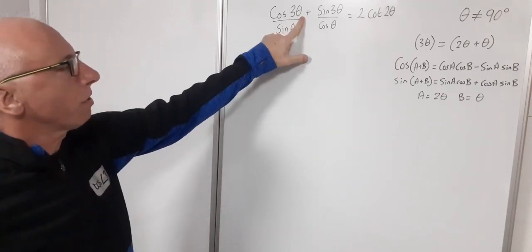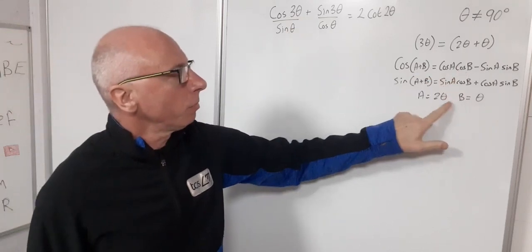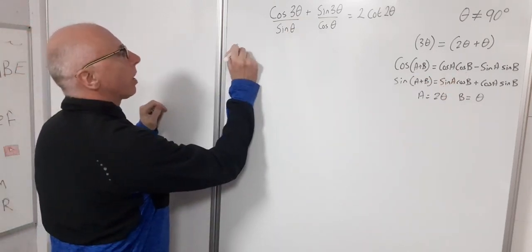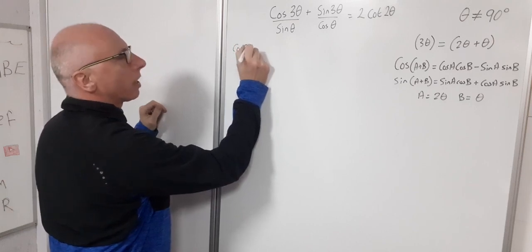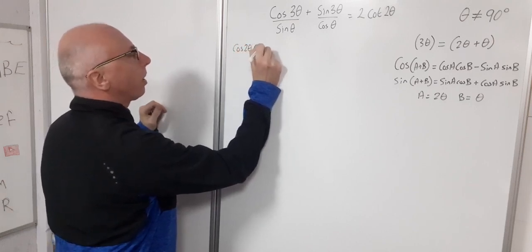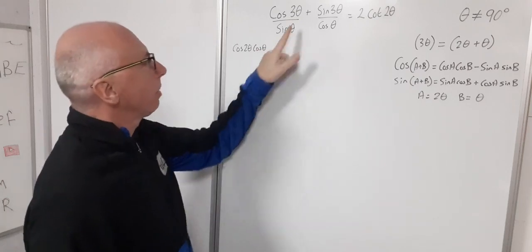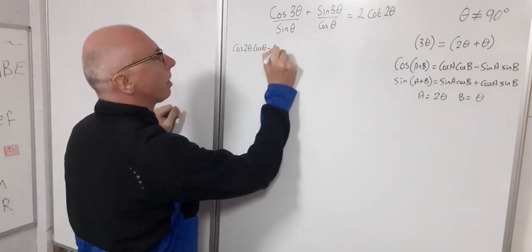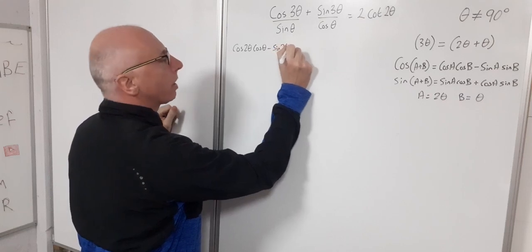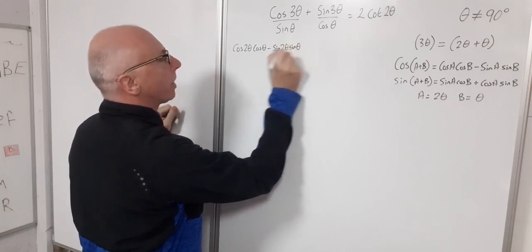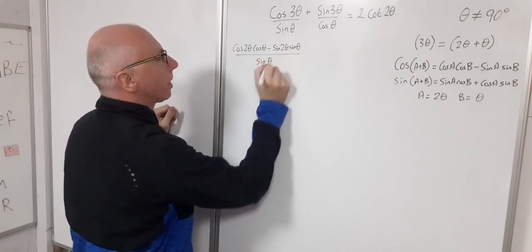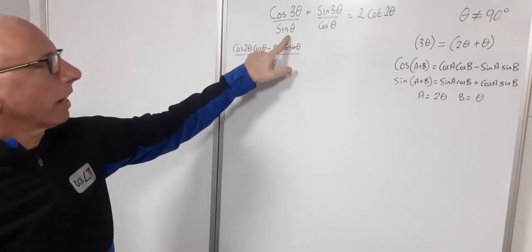Okay, so cosine 3 theta. Let's break that up with this in mind. So now we've got cosine of 2 theta times cosine of theta. So we're still on this one, and then we've got minus sine of 2 theta sine of theta, and then that's all over sine theta. So that's that one taken care of.